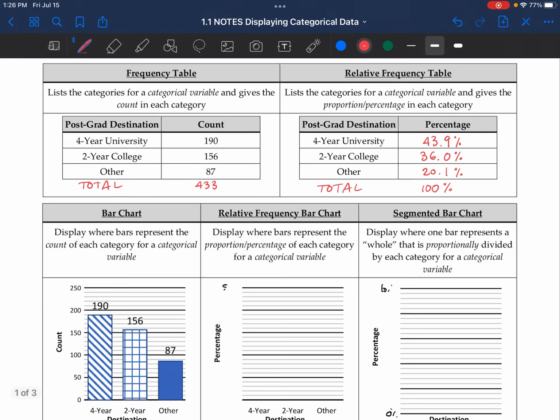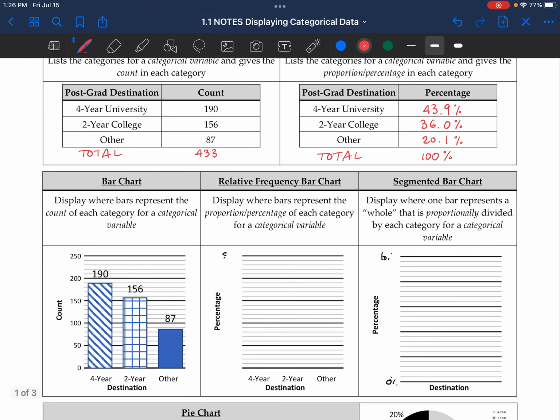All right, so now let's talk about charts. Those are tables. Tables are nice. Charts are also nice. You get a sort of visual there. So we'll start with the most common one, a bar chart. You can see that the bar chart is essentially the frequency table above it, just in bar chart form.